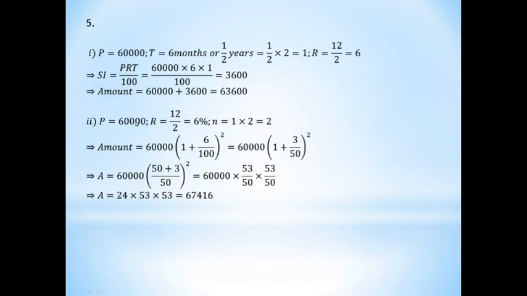And in order to find out the amount, you have to add up the principal with the interest, that is 60,000 along with 3,600, that is 63,600. At the same time, here in sum number B, the same principal is to be calculated by using the compound interest formula. So the rate here will become 6. 6 by 100 to the power 2. Then after taking the LCM, you have 53 by 50, 53 by 50. Then after simplifying, you will get 67,416.